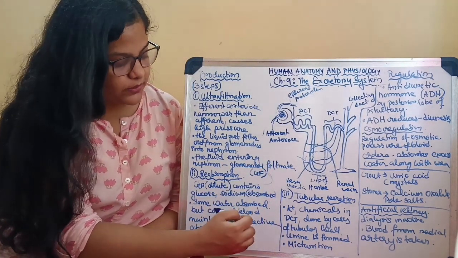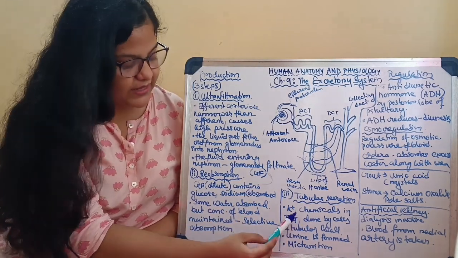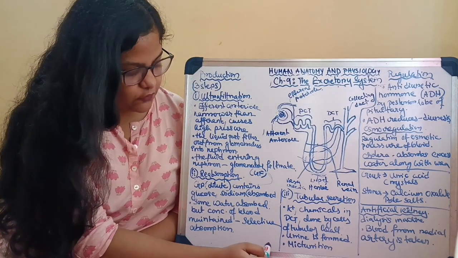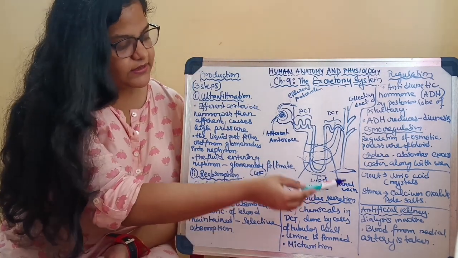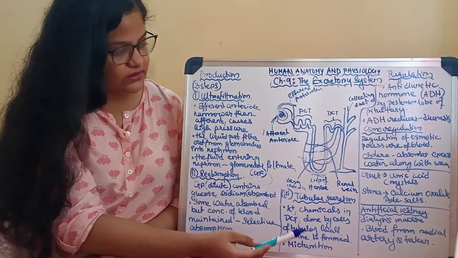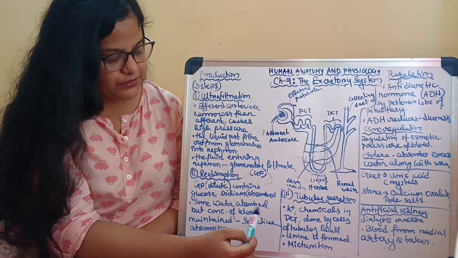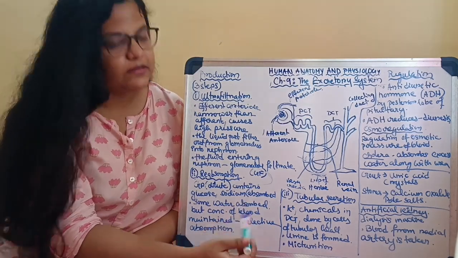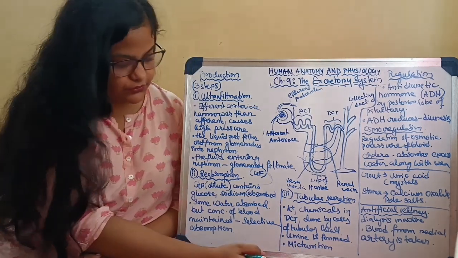Now, after the glomerular filtrate joins these chemicals, that is the nitrogenous waste and the K plus ions, it forms the urine, right? After the urine is formed, it is collected and stored in the collecting duct. Then it moves through the ureter and reaches the urinary bladder where it is stored. Then the brain sends the signals or the impulse for the urination.